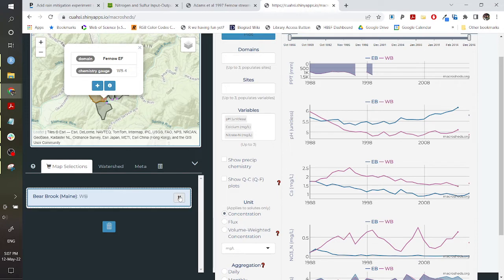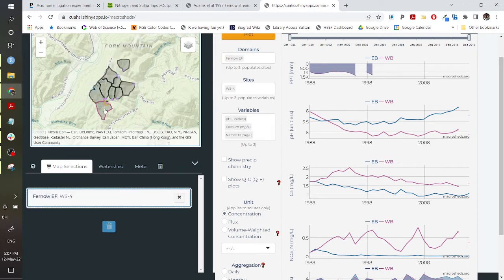Okay, this appears to be, I'm going to remove the cart's main. So this appears to be a reference watershed. It doesn't have a flag, and so I'm going to add it to our cart. And then I'm looking for the other chemical addition.